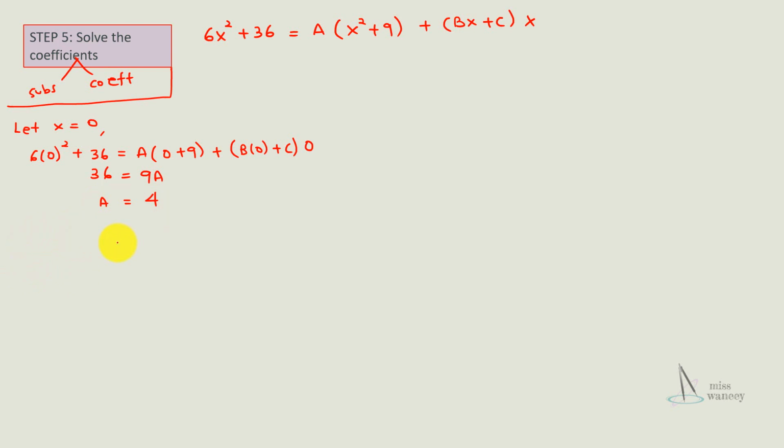Since we only have one 0, for the other two, we can choose any number. So perhaps let x equal to 1. I will have 6 multiplied with 1 squared plus 36 equal to A times (1 squared + 9) plus B times 1, which is B, plus C times 1.